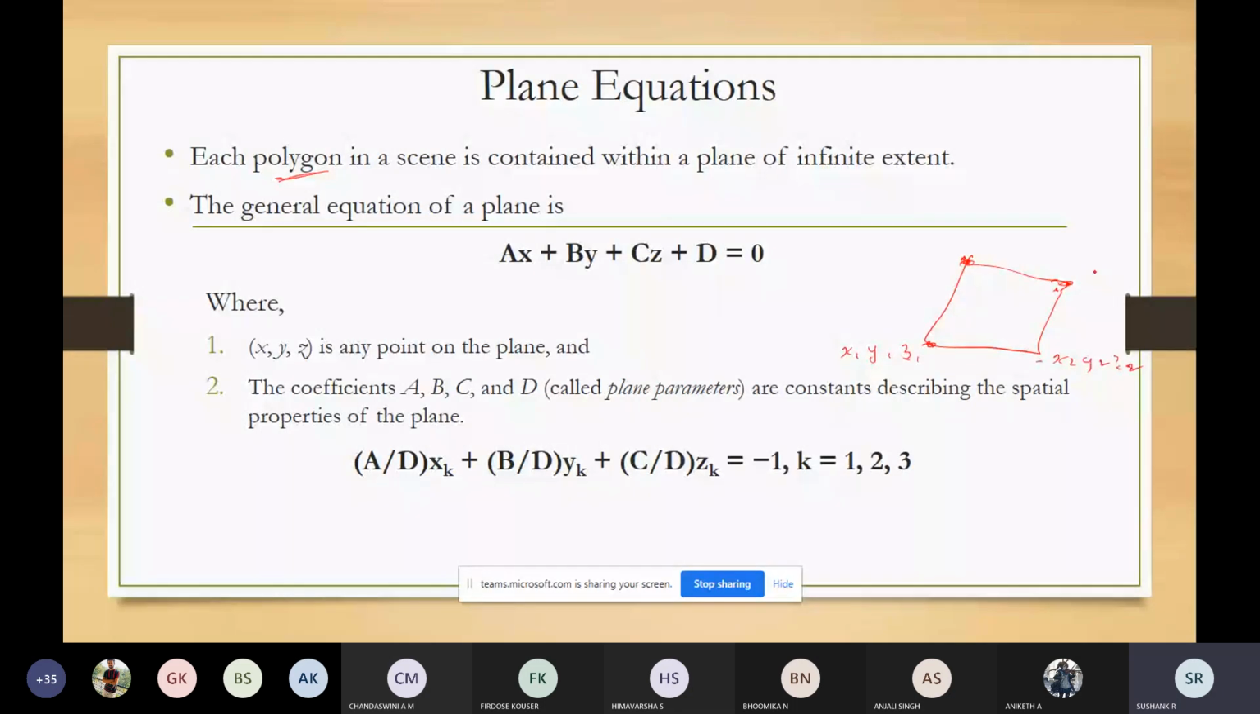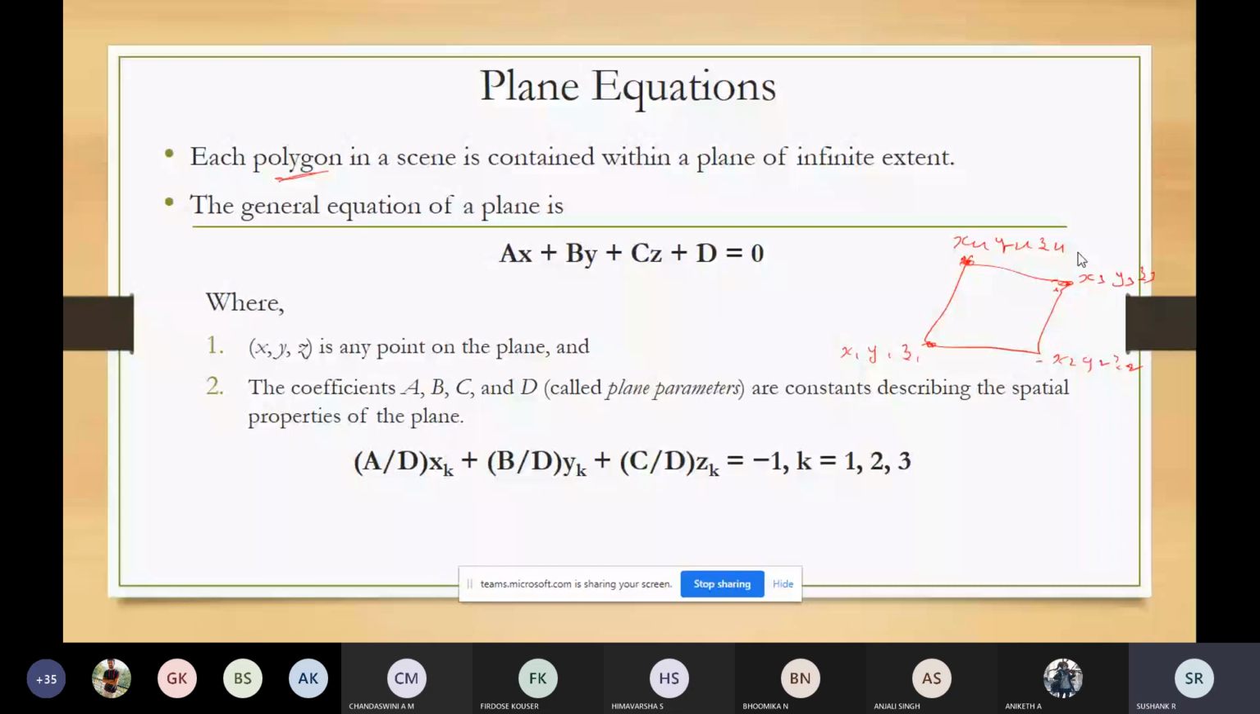Like this, they are the points x3, y3, z3, x4, y4, z4. So these are some of the points. We know that each polygon in the scene is contained within a plane of infinite extent. So the general equation of the plane is given by ax + by + cz + d = 0, where x, y, z are the points on the plane, or the coordinate points, you can say.